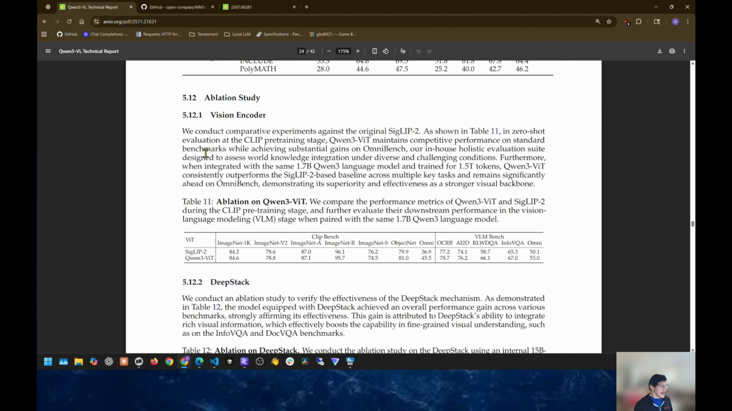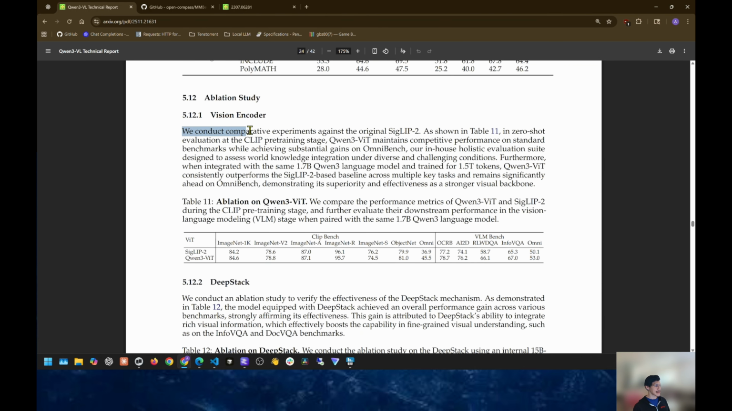Great. Okay, ablation study. I love these because it just shows you what they did to take things out to see if it would affect performance. It's always curious to see because then you start to learn what's not needed, even though you might think that it's needed. Okay, so vision encoder.